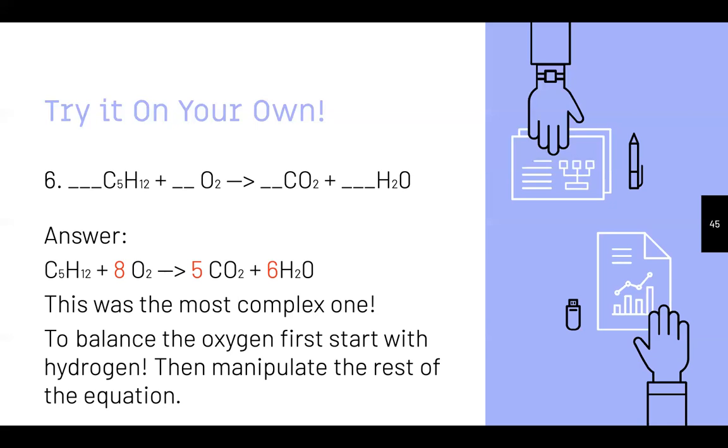Now we need to look at the oxygen. The oxygen on the right-hand side has become 5 times 2, which is 10, and 6 times 1, which is just 6. So 16. So that means we just need an 8 in front of the oxygen. And looking at it that way becomes much, much simpler.